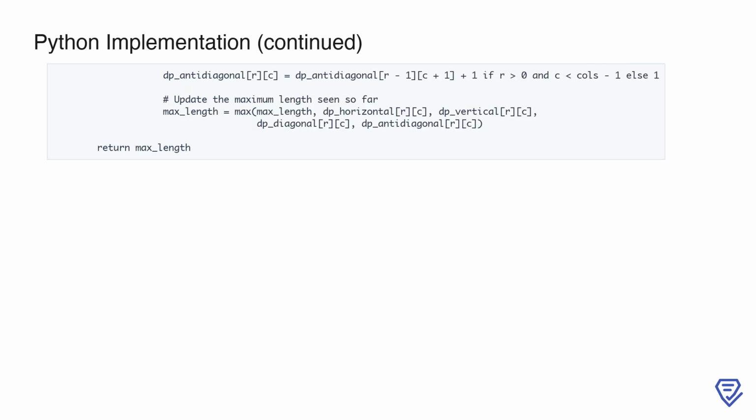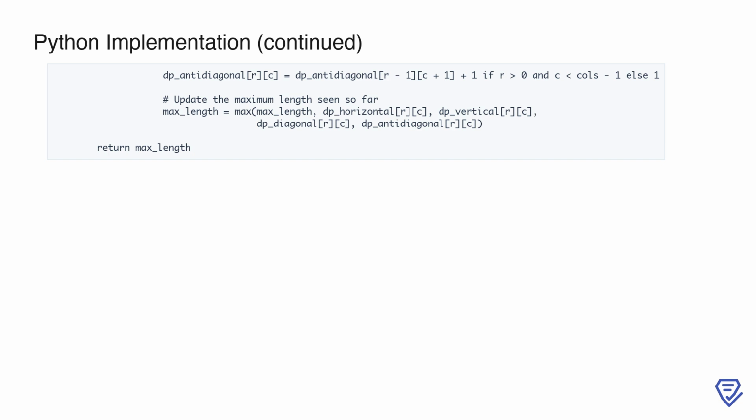For a cell containing a 1, we first calculate the horizontal line length by looking at the value to the left in the dp_horizontal array. If we're in the first column, the value is simply 1. Similarly, the vertical line length is calculated by checking the cell above in dp_vertical, defaulting to 1 if we're in the first row. For the diagonal direction, we look at the top left cell in dp_diagonal to determine the length, or set it to 1 if we're in the first row or first column. Finally, the anti-diagonal length is determined by checking the top right cell in dp_antidiagonal. If we're on the topmost row or the last column, it also defaults to 1.